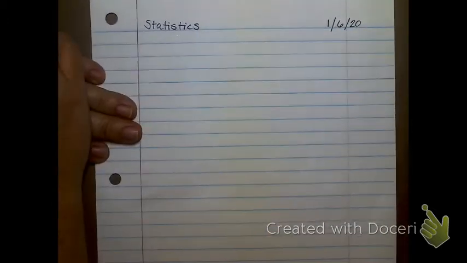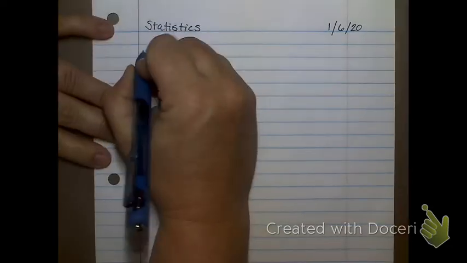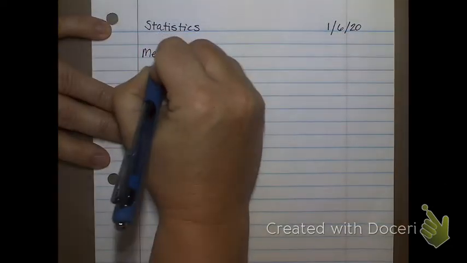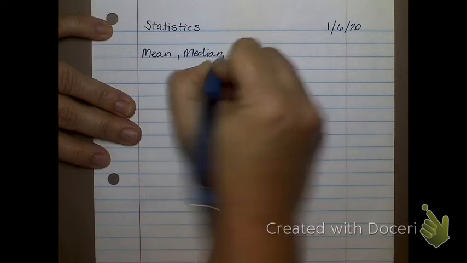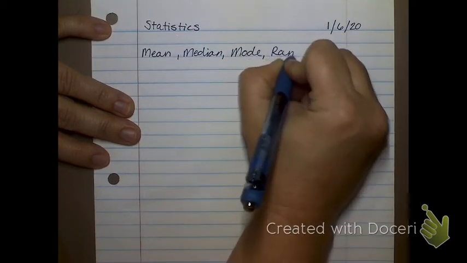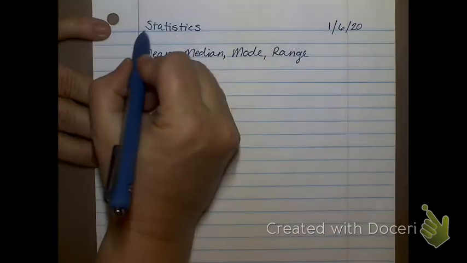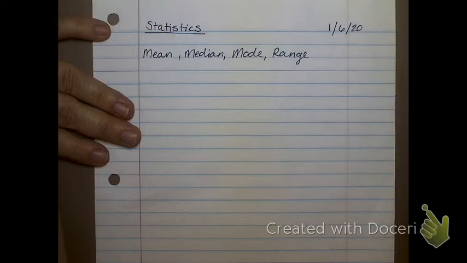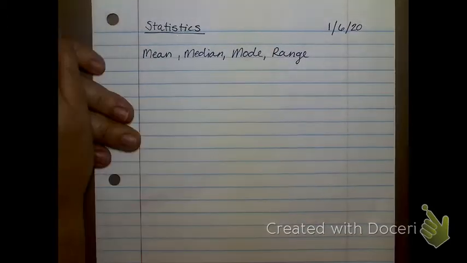So we're going to start off with the first things that you learn in statistics, and that is the mean, median, mode, and the range. So once you have conducted a survey and you have your results, these are the kinds of things that you would calculate about that.